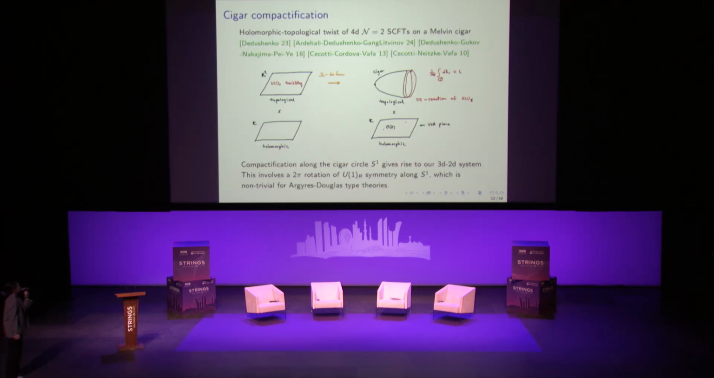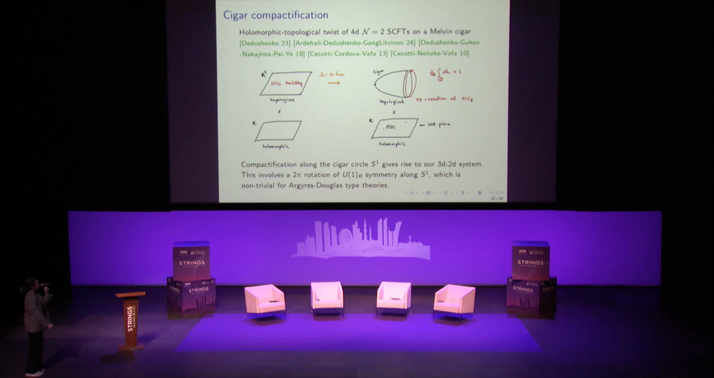The answer is the cigar compactification. It actually goes back to the old work of Cecotti, Neitzke and Vafa in 2010, and it has also been recently revisited by Dedushenko in the context that I'm discussing today. When you consider the 4D N=2 supersymmetric conformal field theory on a holomorphic topological twist background, so you consider R2 times R2 times C, and on R2 you perform a topological twist by the U(1)_r symmetry, and you put the theory on a cigar-like geometry by performing an Omega deformation. The operators that are localized on the tip of the cigar form a non-trivial VOA on the plane C.